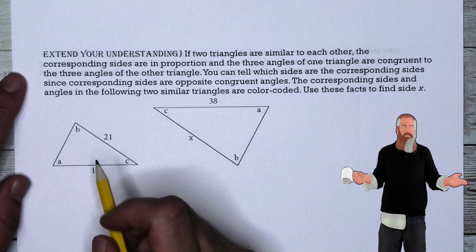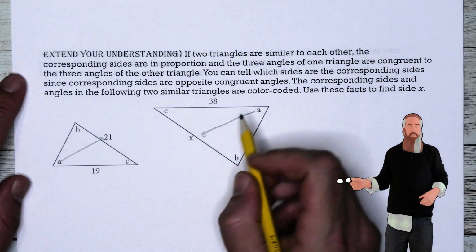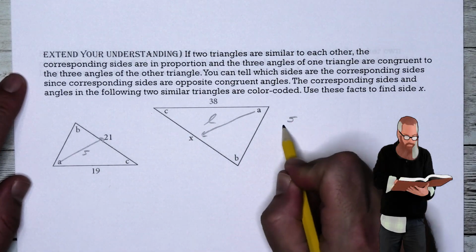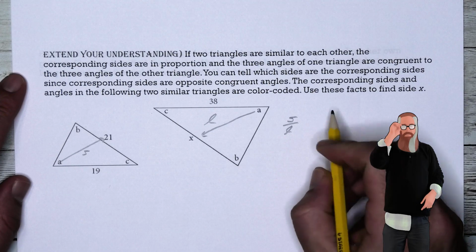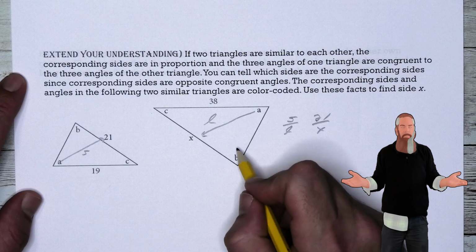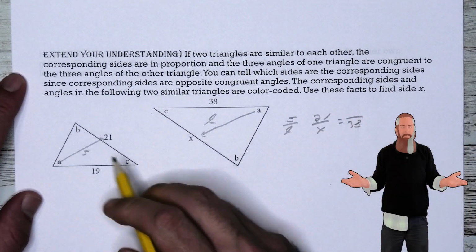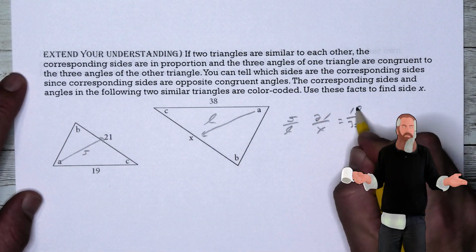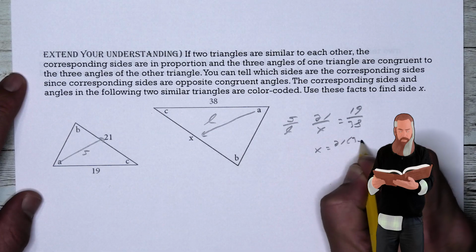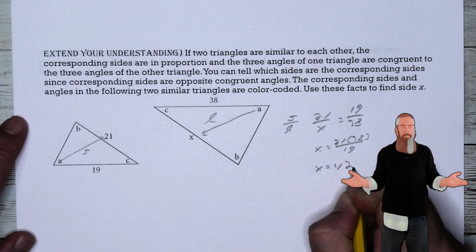Well, the side opposite A is 21 here, and X here. So we're going to call this the large triangle and this the small triangle. So let's do small over large. This means that I'm going to wind up with 21 over X. The side opposite of B in the large is 38, and the side opposite B in the small is 19. So X would be equal to 21 times 38 divided by 19. So X is equal to 42.